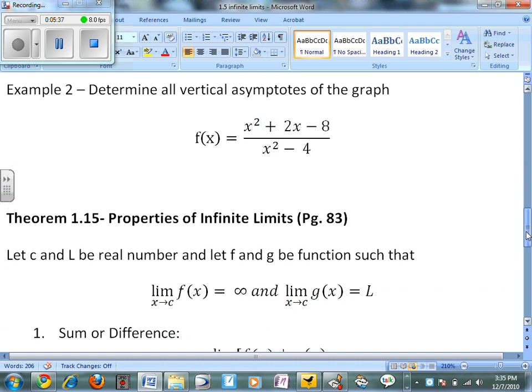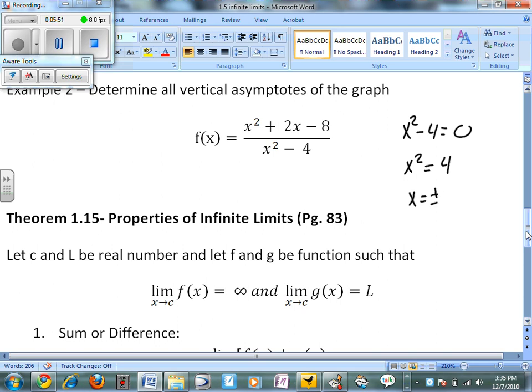Example 2. Determine all vertical asymptotes of the graph. Well, again, we start by looking at our denominator. When does x squared minus 4 equal 0? Well, add 4 over, x squared equals 4. x equals plus or minus 2. Well, let's check a little farther. We've got to make sure that the top doesn't also equal 0 for these values.